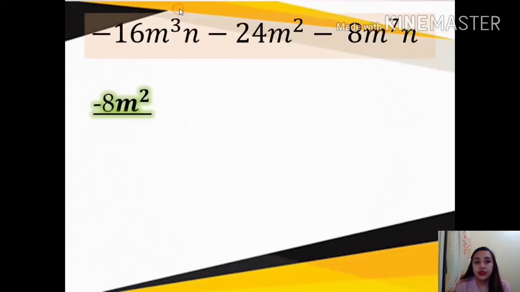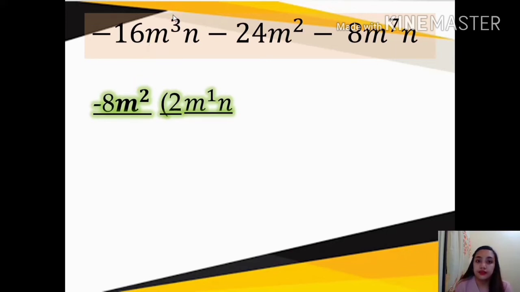Let's proceed. Now, we will go into divide. So, negative 16 divided by negative 8, you will get 2. Correct. M cubed, or m to the third power, divided by m to the second power. Ano ang gagawin kapag nagdi-divide tayo ng exponents? We will subtract. So, 3 minus 2, we will get an exponent of 1. So, ang exponent ng m ay 1. Bakit may n pa? Because wala namang n sa katabi ng m to the second power.